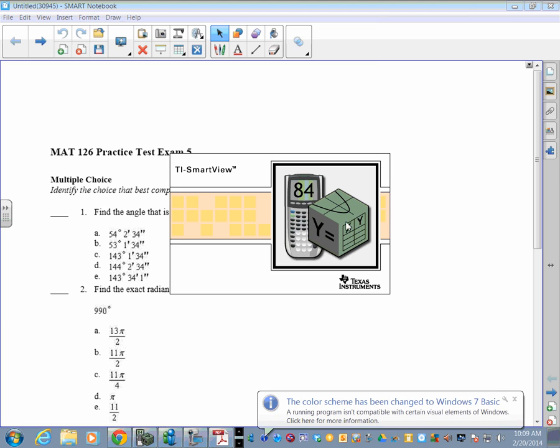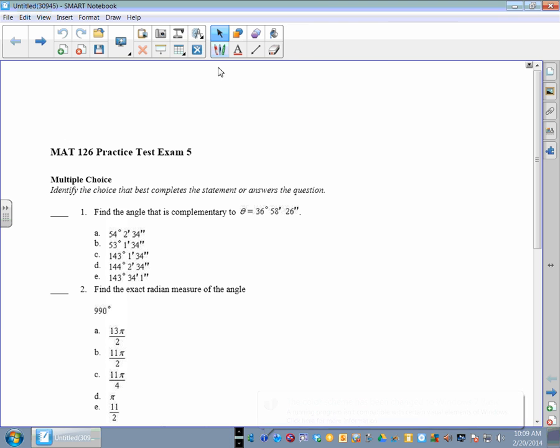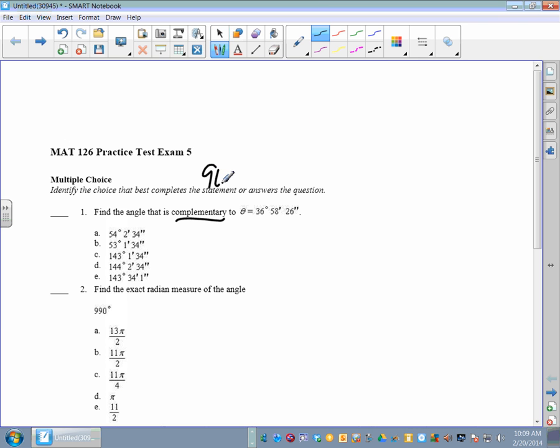All right, on this one, the first one. I wonder if it can record me from all the way over here. I'll find out. It's pretty sensitive, actually, I think. The first one. Hopefully you know that complementary means 90. So 90 minus theta will give you your answer.